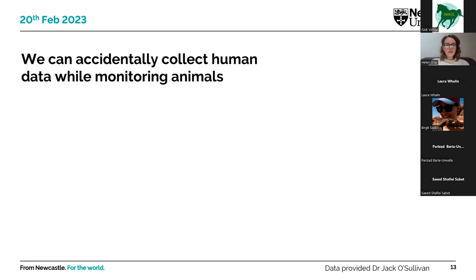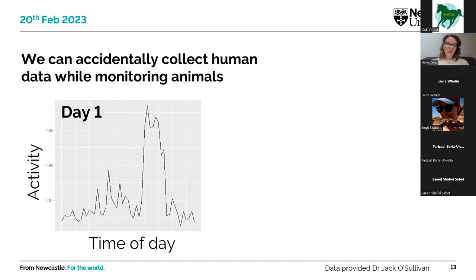And this pertains to the fact that we can accidentally collect human data while monitoring animals. So these data were provided to me by Dr. Jack O'Sullivan, who did his PhD in Lucy Asher's lab as well, where he was looking at putting accelerometers on dog collars to measure their movement. Got a simplified graph here of the time of day on the y-axis and the dog's activity on the x-axis as monitored by the accelerometer.